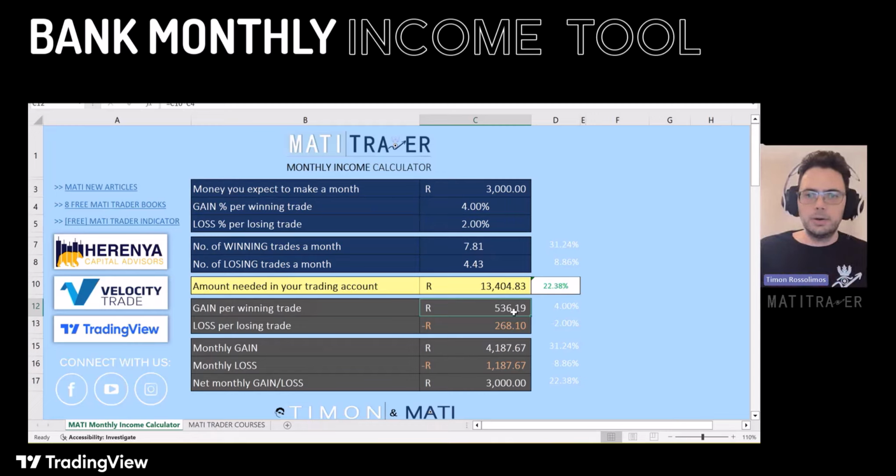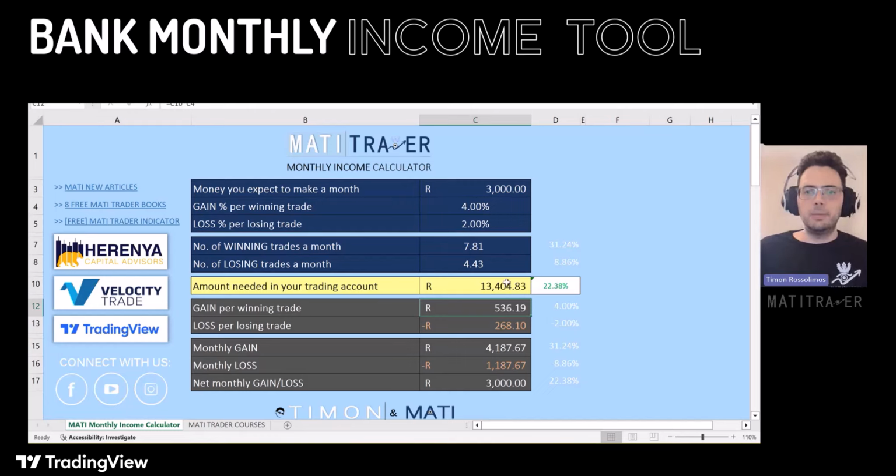So if we double click on this, basically we're saying to work out the gain per winning trade, we are taking the amount needed in our trading account and multiplying it by the 4% that we will win. 13,404.83 times 4% gives you 536 Rand and 19 cents. So that is the gain that we are going to be making with this trade if our reward is 4% over our portfolio.